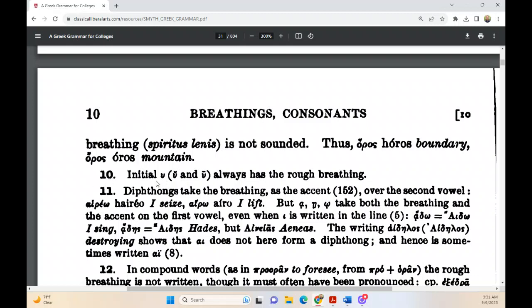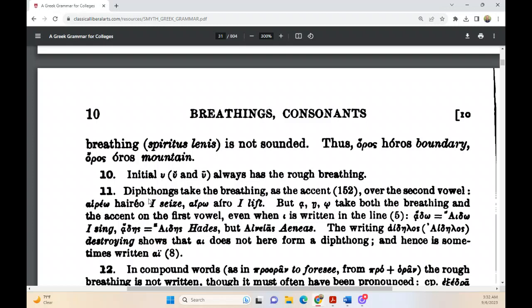In article 10, we read that upsilon at the beginning of a word, initial upsilon, always has rough breathing. So there's no such thing as a word in Greek which starts with the sound "oo" with no rough breathing. It always will be "hu," and it'll have the rough breathing mark above it. That's article 10. Article 11 tells us how breathing is marked on diphthongs.